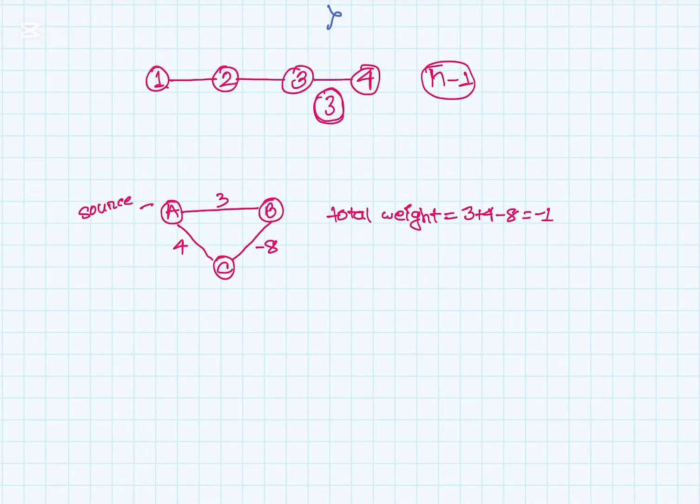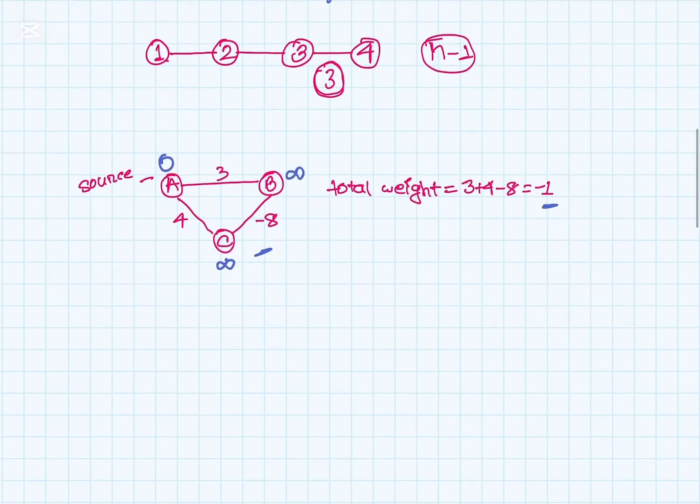If a graph contains a cycle which has negative weight in total, we'll not be able to find out the shortest path even with using Bellman Ford algorithm. For example, in this graph, this cycle has the total weight of -1, which means the total weight is negative. So let's try to find out the shortest distance from source A to all other vertices. At first, the distance of A to A is 0, A to C is infinity, and A to B is infinity. Now let's try to relax all the edges.